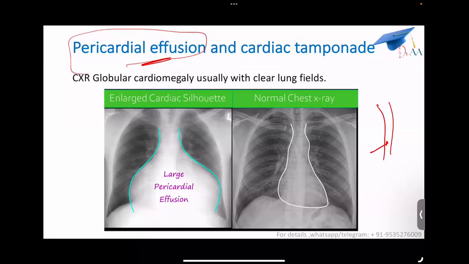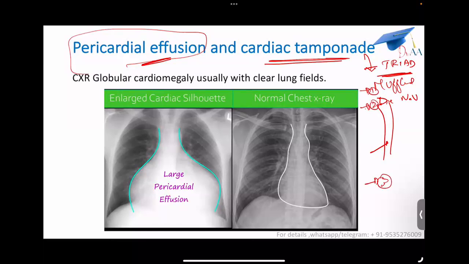Pericardial effusion is different from cardiac tamponade. When do we call it cardiac tamponade? If the patient is having a triad, we usually call it cardiac tamponade. What is the triad? What are we looking for? We're looking for muffled heart sounds. We're looking for distended neck vessels. The third one is hypotension. Yes. That's the reason this patient is unstable.